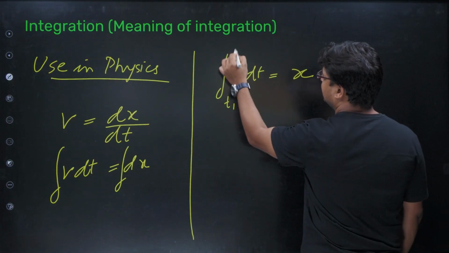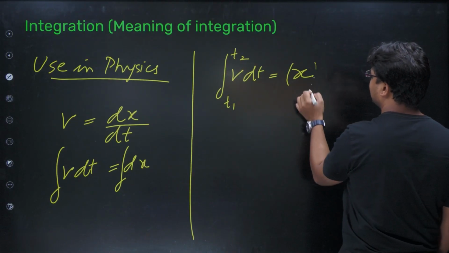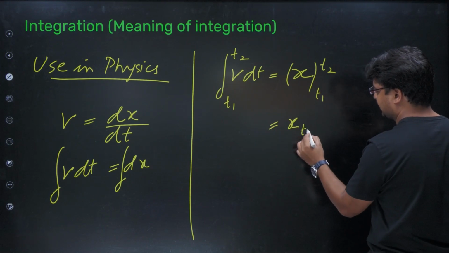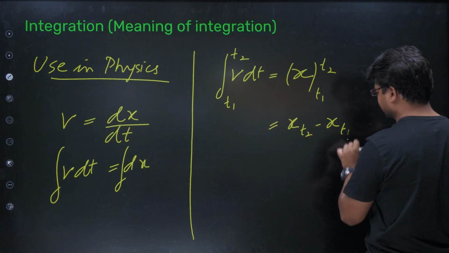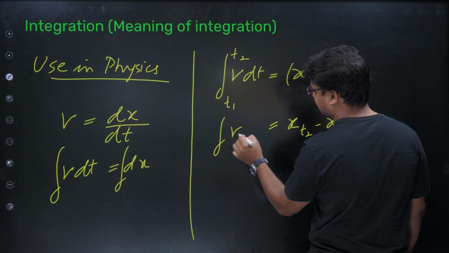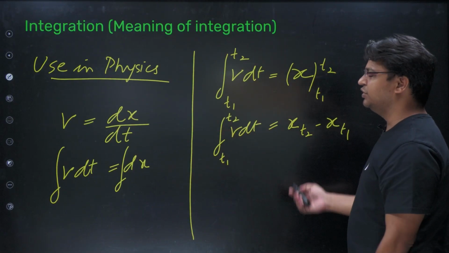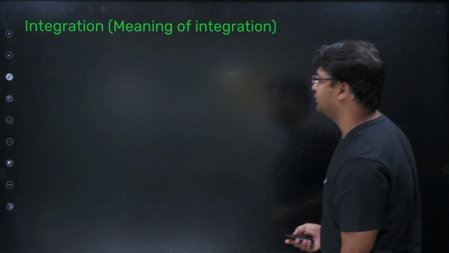This is from t1 to t2. So for x also, you will write the position after time t2 minus the position after time t1. This is the integration of v dt from t1 to t2. So we will use this. When we use it, I will explain this to you further.